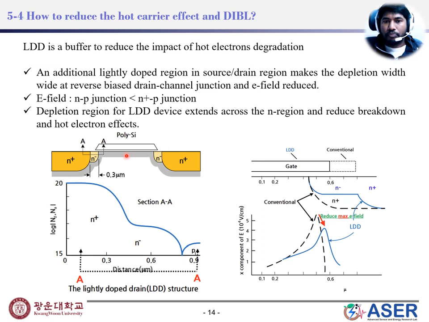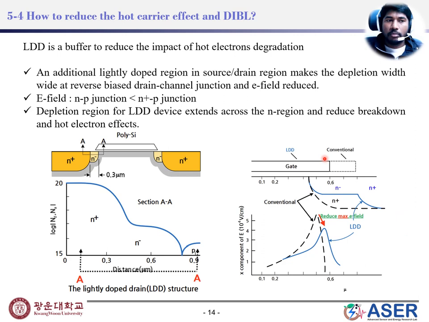And the E field is reduced. The E field of an N-minus P junction is less than that of an N-plus P junction. The depletion region for the LDD device extends across the N-minus region and reduces breakdown and the hot electron effect. And this is also shown in these types of phenomena.